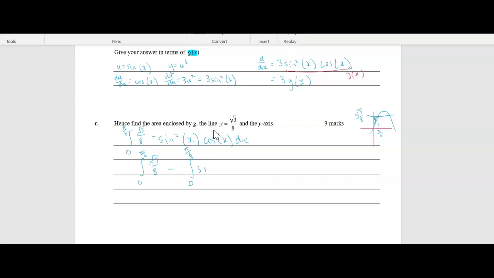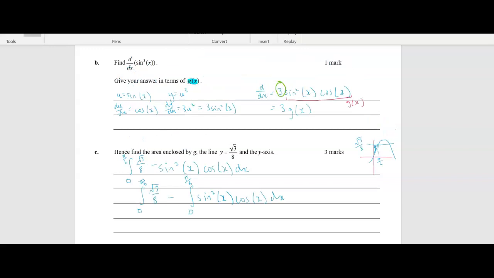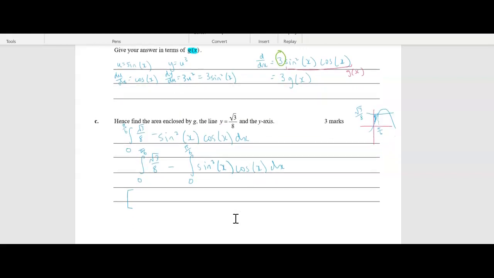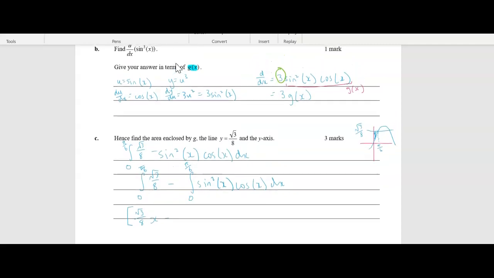I know I'm not going to have enough room to do this, but writing out our antiderivative, we can actually do this all in one go. So let's just do the root 3 on 8. Any constant just becomes root 3 on 8, or whatever the number is, times x. And then we've got minus. Now, what we have with the trig function, you will see that it is a part of the derivative that we did in part B.